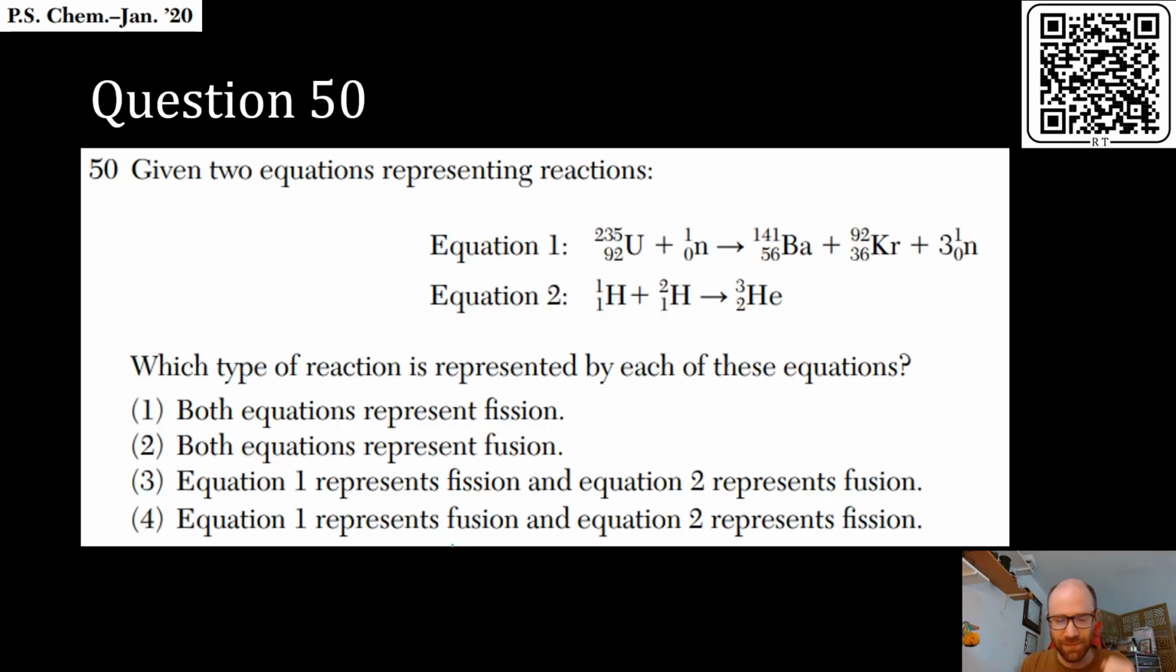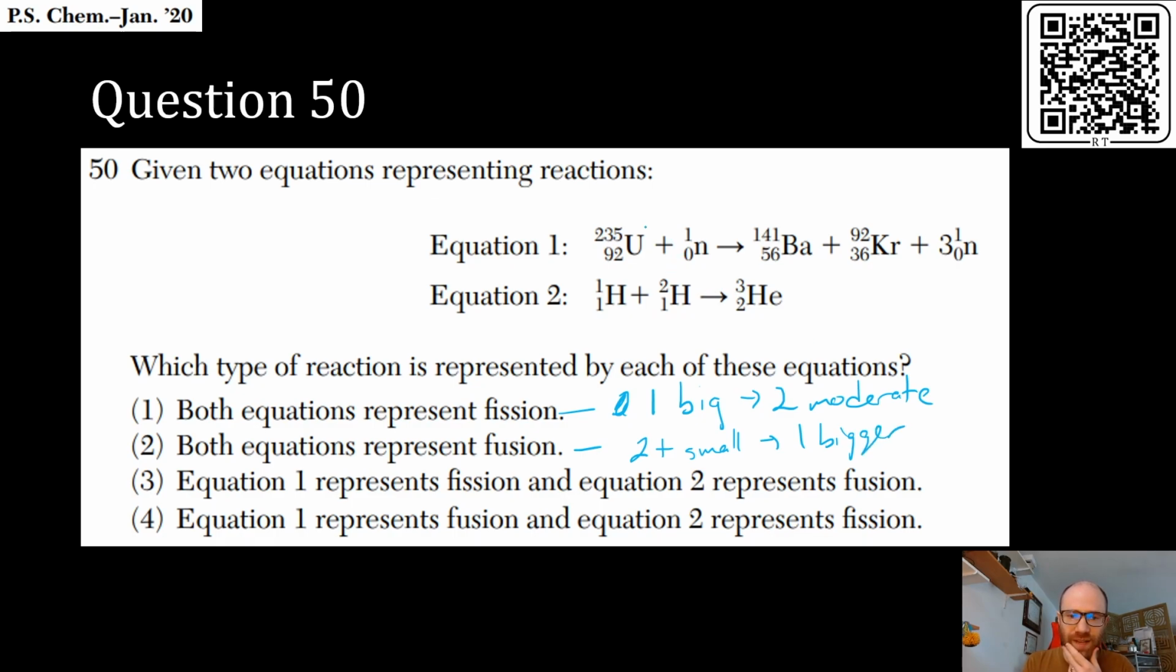Okay, number 50, almost done. Which type of equation is shown? Fission versus fusion. Fission is one big element becoming two moderately sized elements, not like two very small particles. And then fusion is two or more small particles becoming one bigger particle.